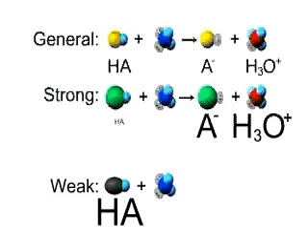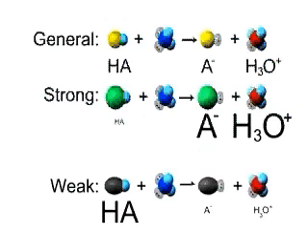In contrast, proton transfer from a weak acid to water becomes balanced by proton transfer from hydronium ion to A-, so the final hydronium ion concentration is much less than the original acid concentration.